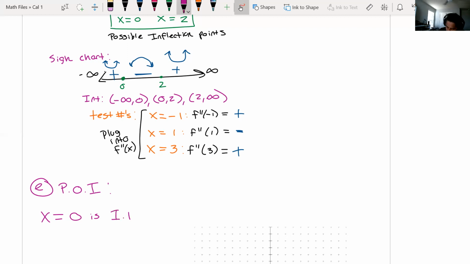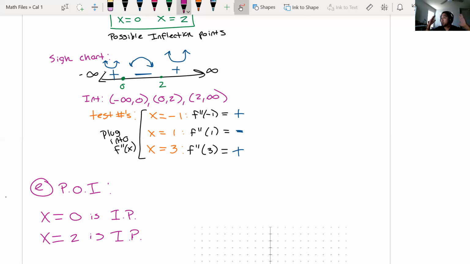Okay, and then let's look at 2. At 2, we see the sign changes from negative to positive, and then we see concavity changes from down to up. So since the sign changes and concavity changes, this means that x equals 2 is also a point of inflection, an actual IP.